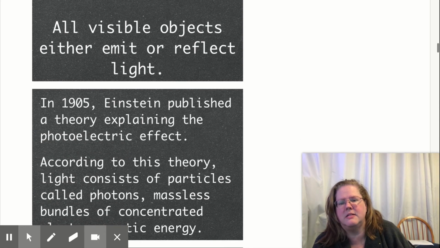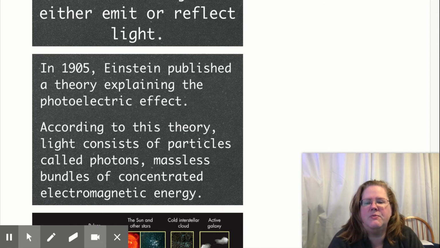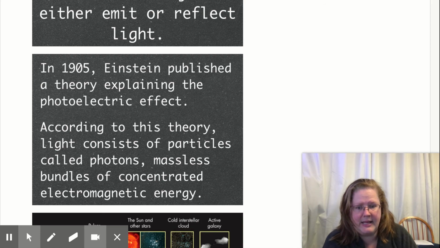Fire emits light. But in 1905, Einstein published a theory explaining the photoelectric effect. According to this theory, light consists of particles called photons, massless bundles of concentrated electromagnetic energy.